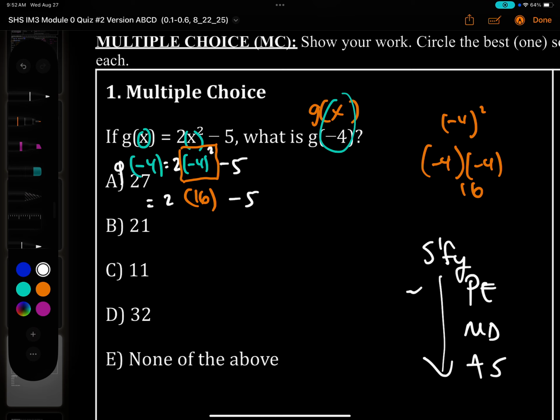So we did parentheses, now you do multiplication and division. So that would be 32 minus 5, which would give you 27 as your answer, and that would be choice A.